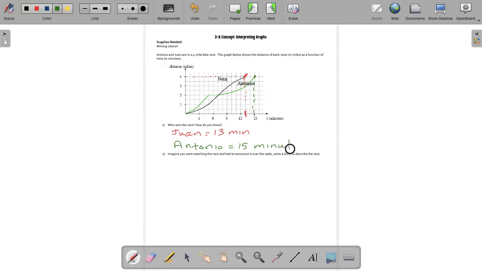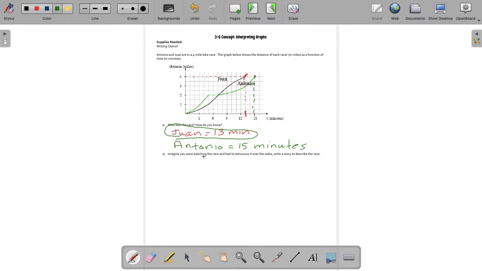So the question is, who won the race? Who had the fastest time in this race? And the answer would be Juan, because he only took 13 minutes. So Antonio took 2 more minutes to get to that point. Okay, so let's look at what else is going on here.